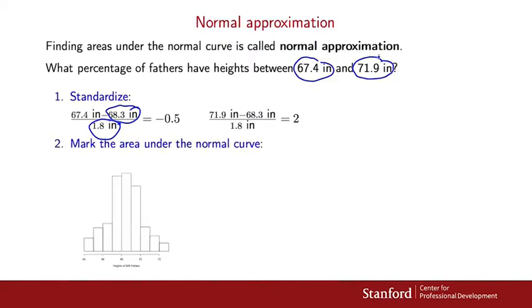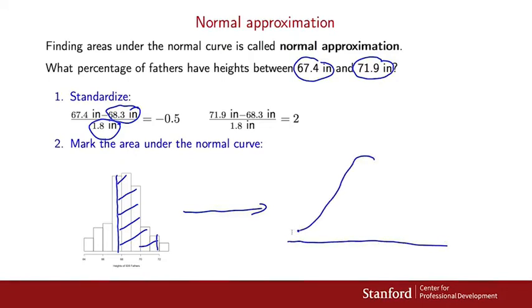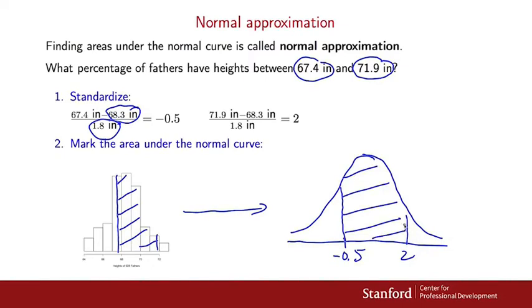In the second step, we mark the area in the histogram we are interested in. 67.4 is somewhere here, and 71.9 is here. So we want to know the shaded area in that histogram. Once we standardize, we get a standard normal curve, and we've seen that the left endpoint gets standardized to negative 0.5, and the right endpoint gets standardized to 2.